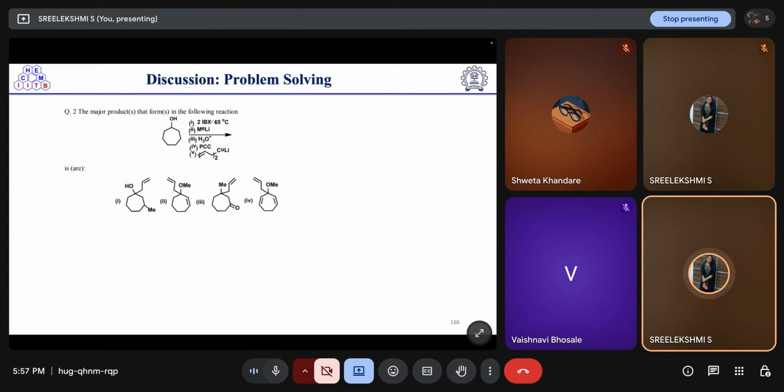Next question: the major product that forms in the following reaction. So here, this alcohol is first treated with two equivalents of IBX at 65 degrees Celsius. In the second step, methyl lithium. The third step is hydrolysis. The fourth step is PCC oxidation, and then the last step is this Gilman reagent addition. So what will be the major product here, and what is happening in each of the steps? It would be better if any of you can answer this.